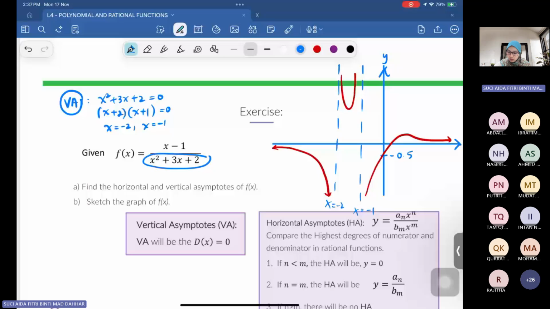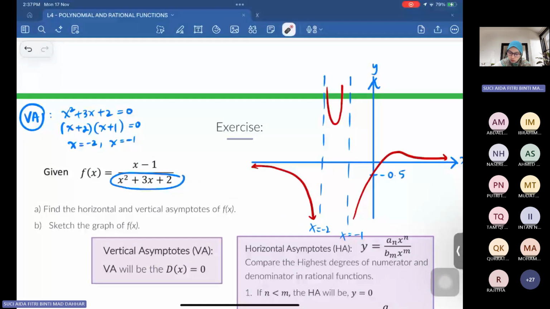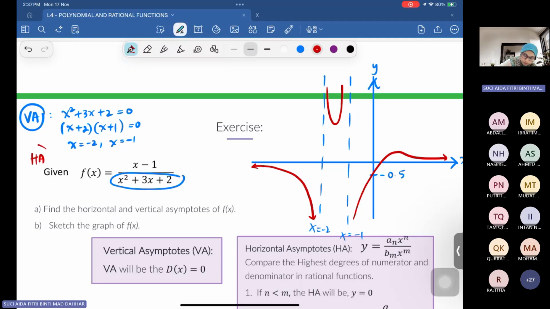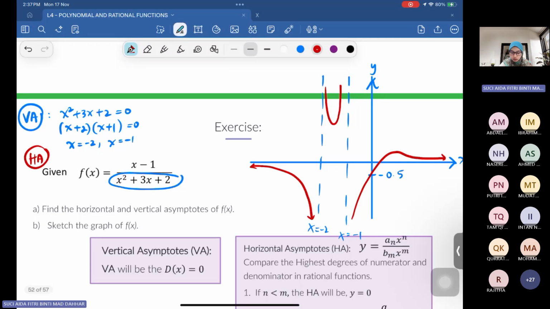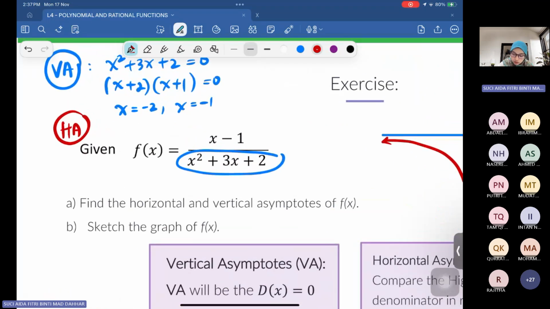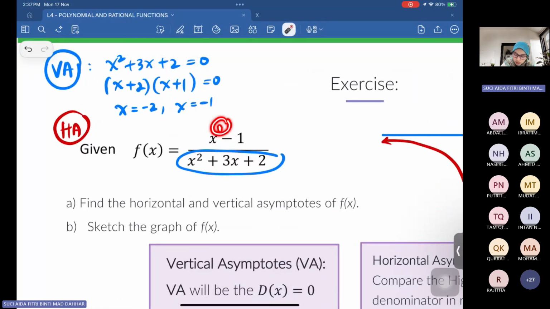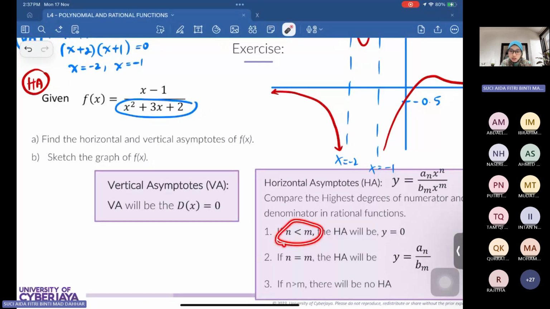Okay, see? So this is the one that I already sketched. One asymptote at -2, and the other vertical asymptote is at -1. Next, I need the horizontal asymptote, the HA. How do you get horizontal asymptote? By comparing the highest power on the top. Highest power on the top is 1. Highest power in the bottom is 2. So this fulfills the first condition here. The power on the top, the numerator, is smaller than the power in the bottom. So our horizontal asymptote will be on the x-axis. Okay, y equals 0.